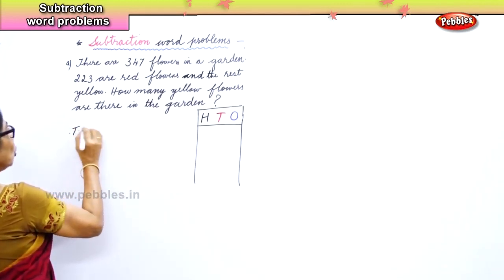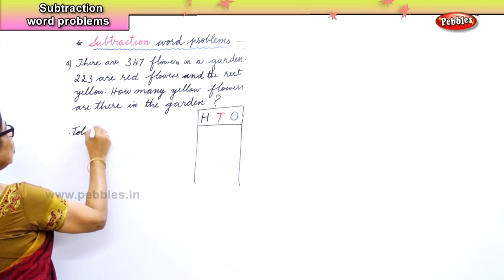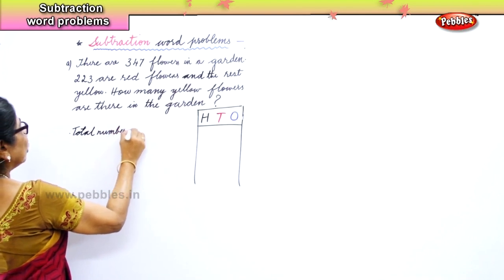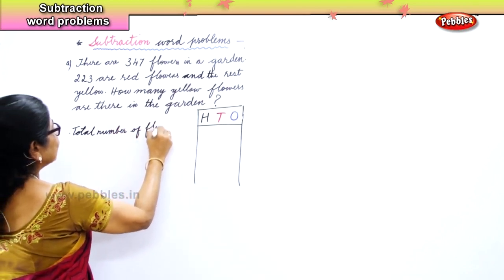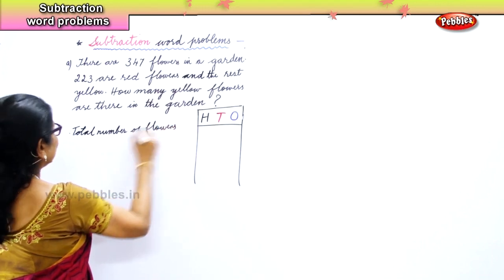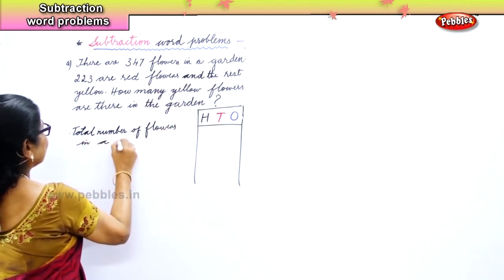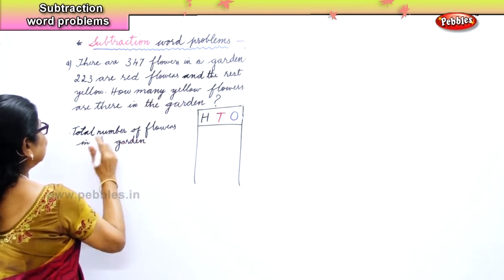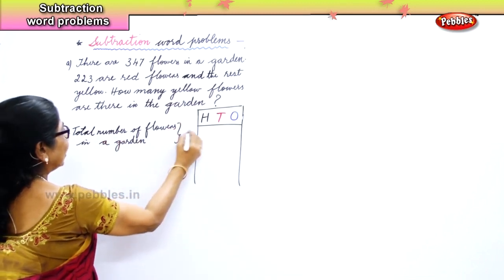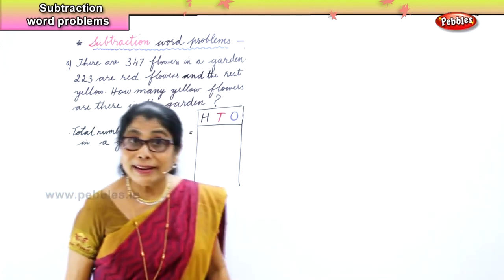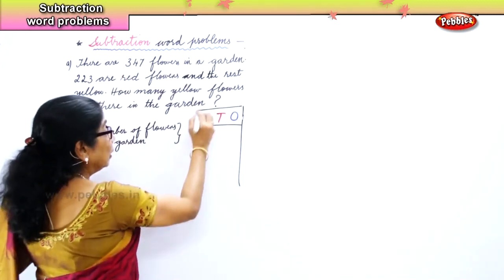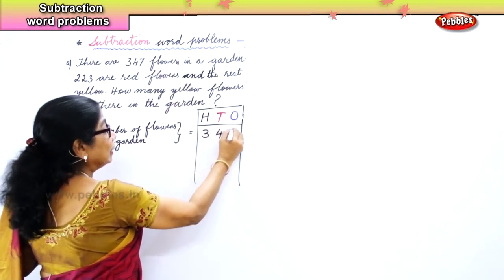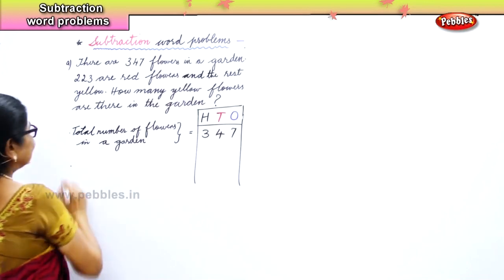Total. In subtraction, the total is given. So we are writing the total number of flowers in a garden. What is the total number of flowers? It says 347. Now, what is the next statement?